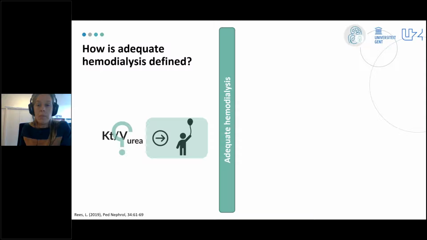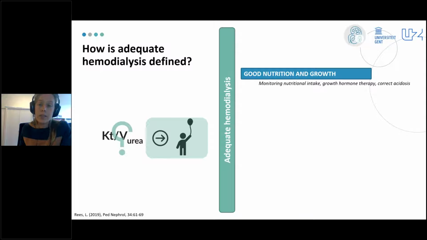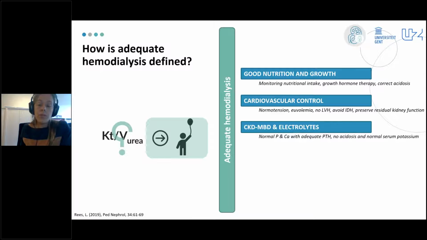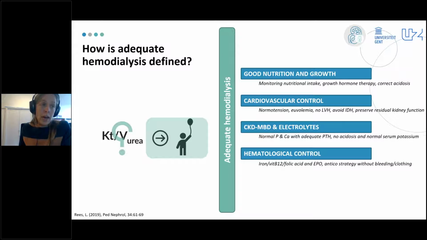Adequate hemodialysis really means a child in a good nutritional state and with optimal growth. The child is normotensive, euvolemic, without frequent IDH, so intradialytic hypotension episodes, and has a preserved residual kidney function. The child has normal calcium, phosphate and PTH levels, without metabolic acidosis and with a normal serum potassium. You need to have hematological control, with also a good anticoagulation strategy without clotting or bleeding.